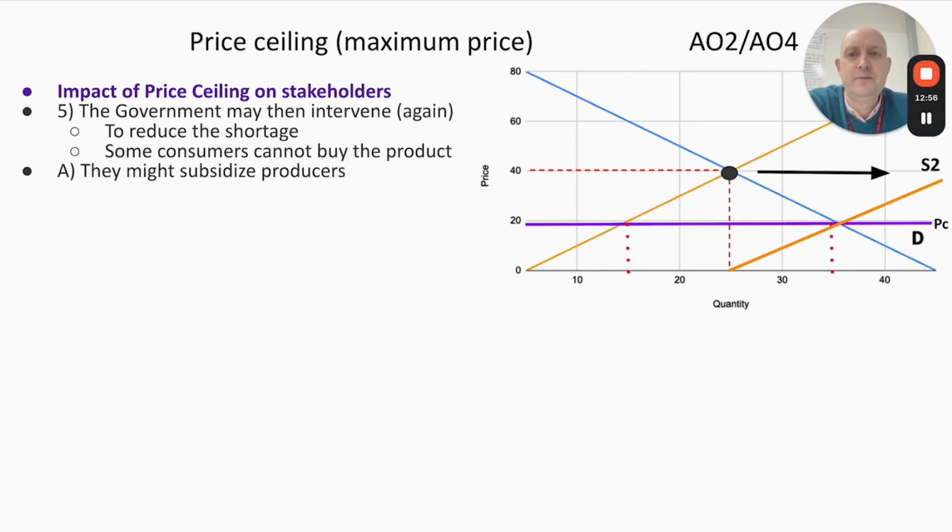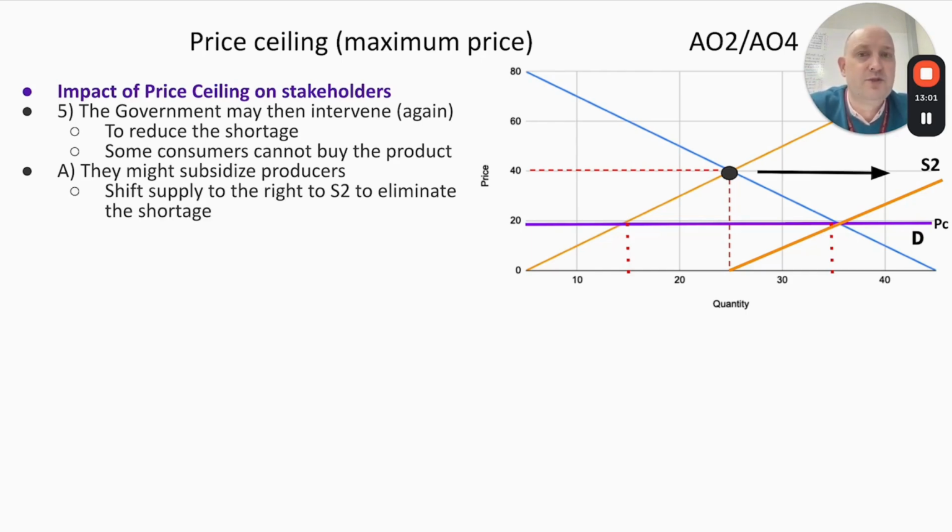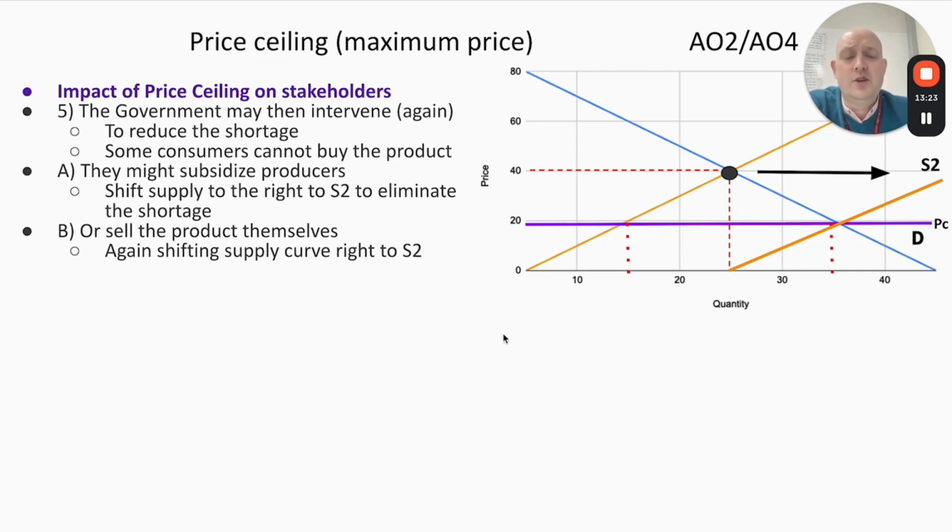So there's various things they could do. They might subsidize producers. If they subsidize producers, we know that with a subsidy, the supply curve will shift to the right. And if they get the right amount of subsidy, then they're going to be able to move the supply curve to the right to S2, which means that production will now be at 35, which will eliminate the shortage. They could also sell the product themselves. If they sold the product themselves, it would again increase supply. And if they sold the amount equal to the shortage, then they would be able to shift the supply curve to the right in order to eliminate the shortage.